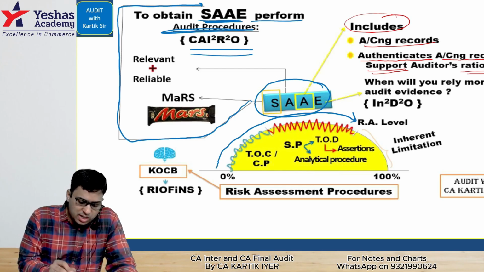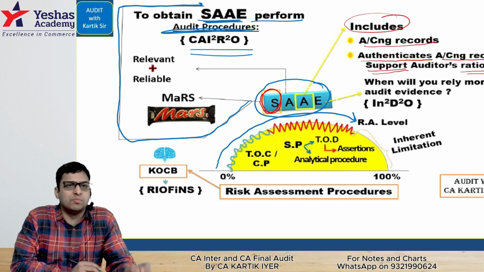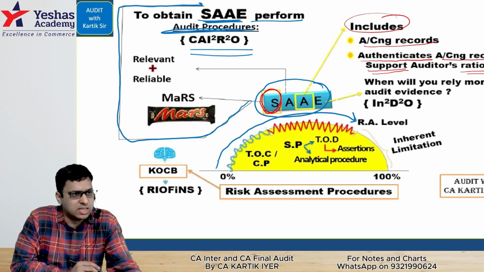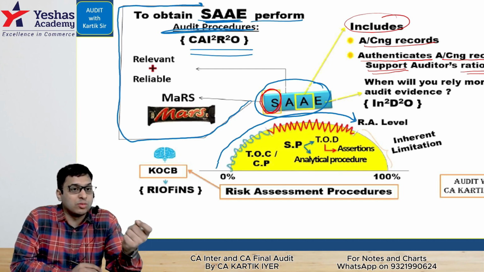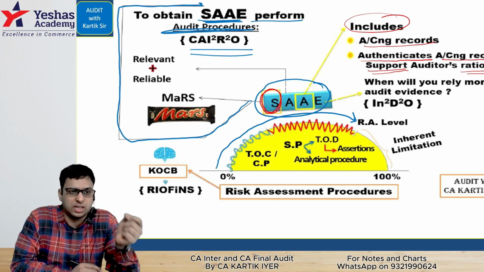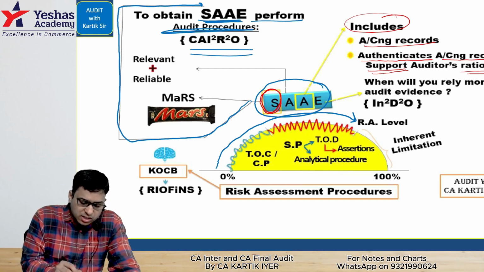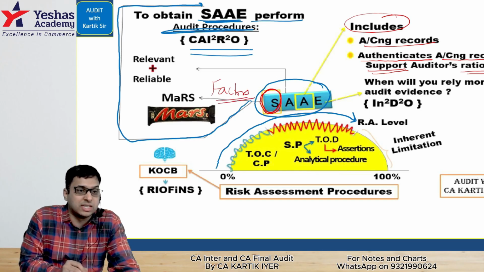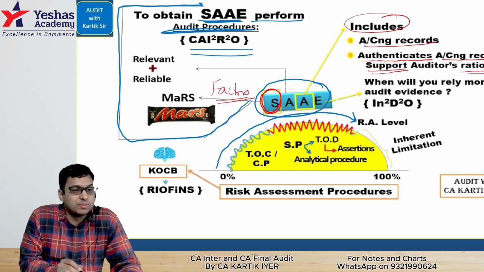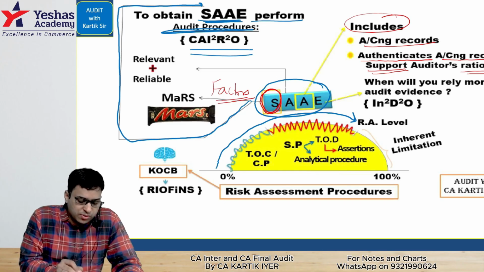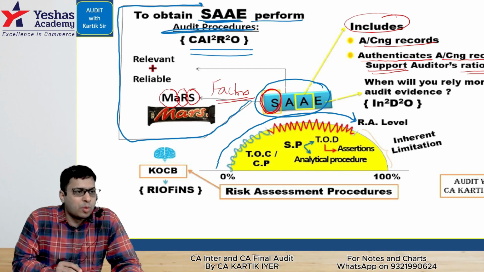Kartik sir, what is sufficiency? Sufficiency is the measure of quantity of any evidence. How good is the evidence in terms of quantity? We call it as sufficient. Sufficiency gets affected by which factors? This came in the Jan 2025 exam, by the way. Mars code: materiality, risk of material misstatement, and size of the population.